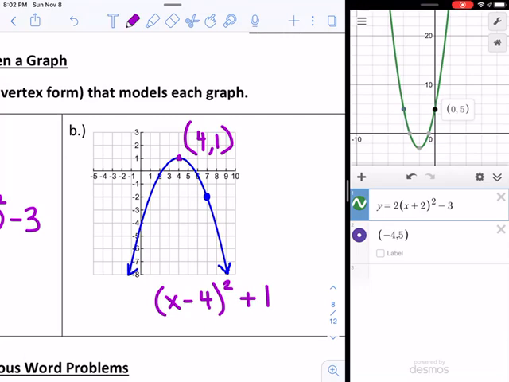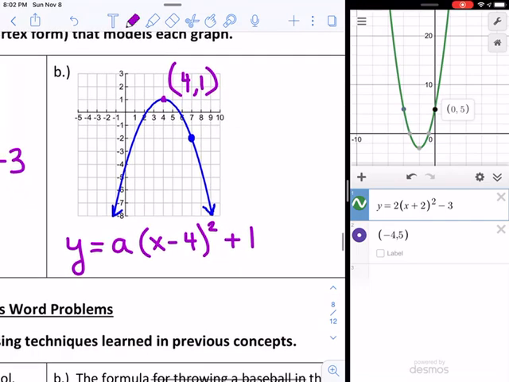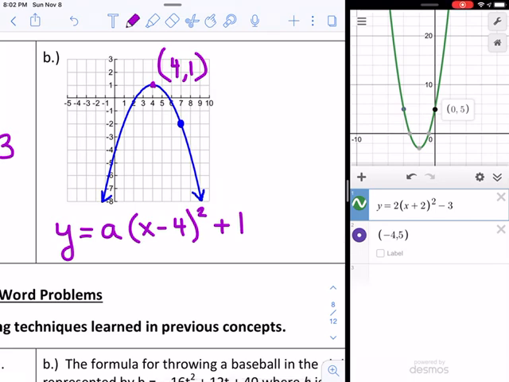So what we're going to do is put y equals, and I'm just going to put an a here. It's the same a as if we would have had ax squared plus bx plus c in the standard form. It's the same a. We're just going to use it in a slightly different way. So I'm going to plug in this x and y into this equation and figure out what a would have to be.